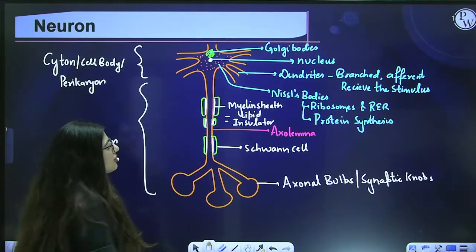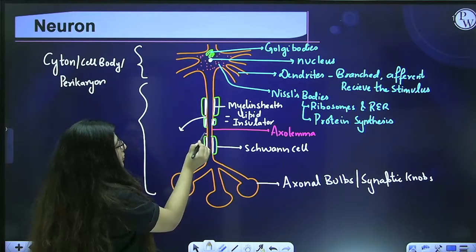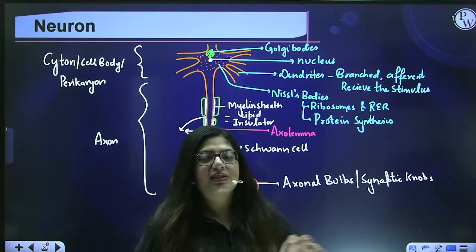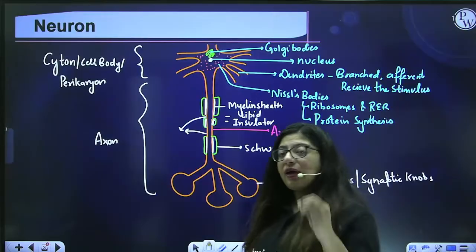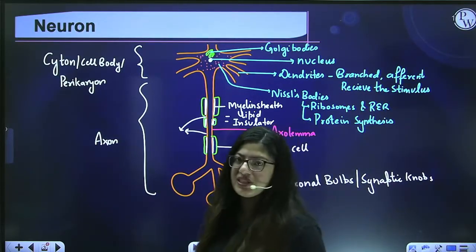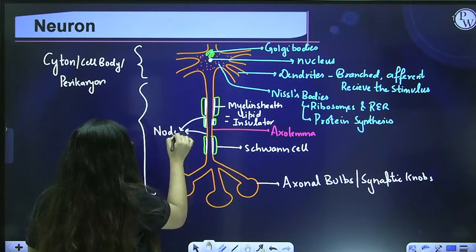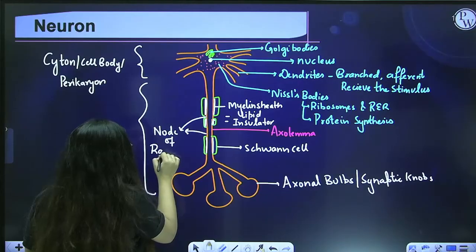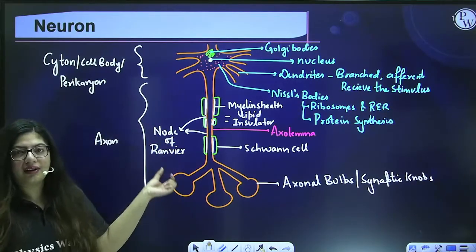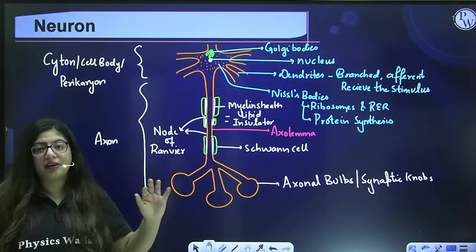Now you can see there are certain empty spaces, like this one and this one, where your myelin sheath is not present. There are certain spaces in between where the myelin sheath is absent. That place is known as the node of Ranvier. So the node of Ranvier is a place where the myelin sheath is absent, and from here the electric current can be easily passed.